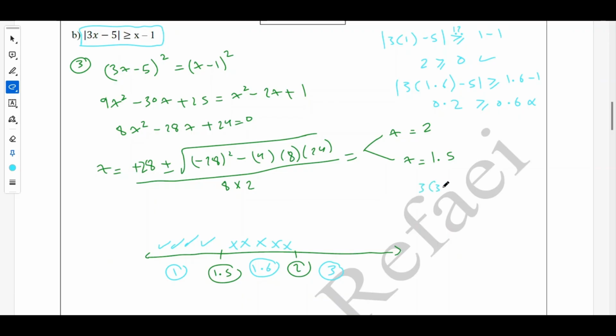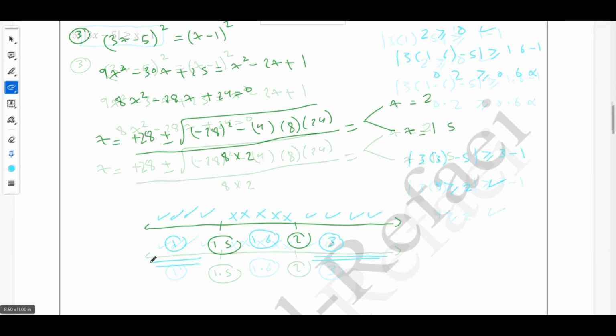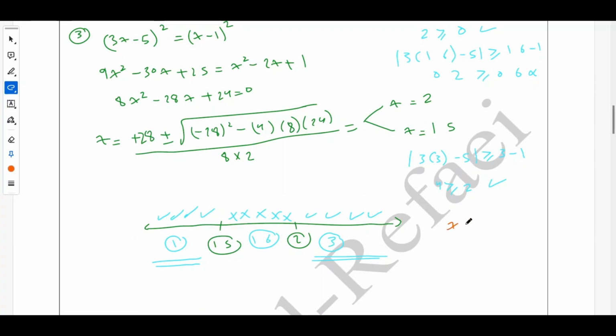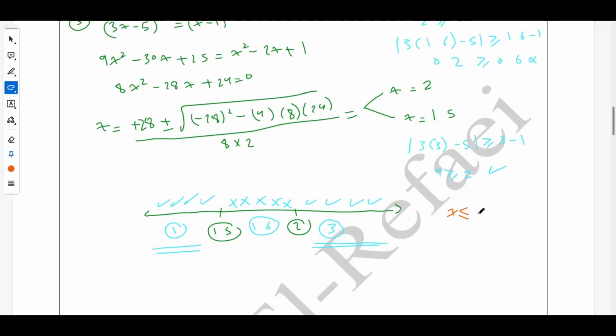Let's move to the third number. 3 by 3 minus 5, modulus, more than or equal to 3 minus 1. 9 minus 5 equals 4, more than or equal to 2. So this is a correct inequality. Putting that together, the answer will be: when x is less than or equal to 1.5, x is more than or equal to 2.